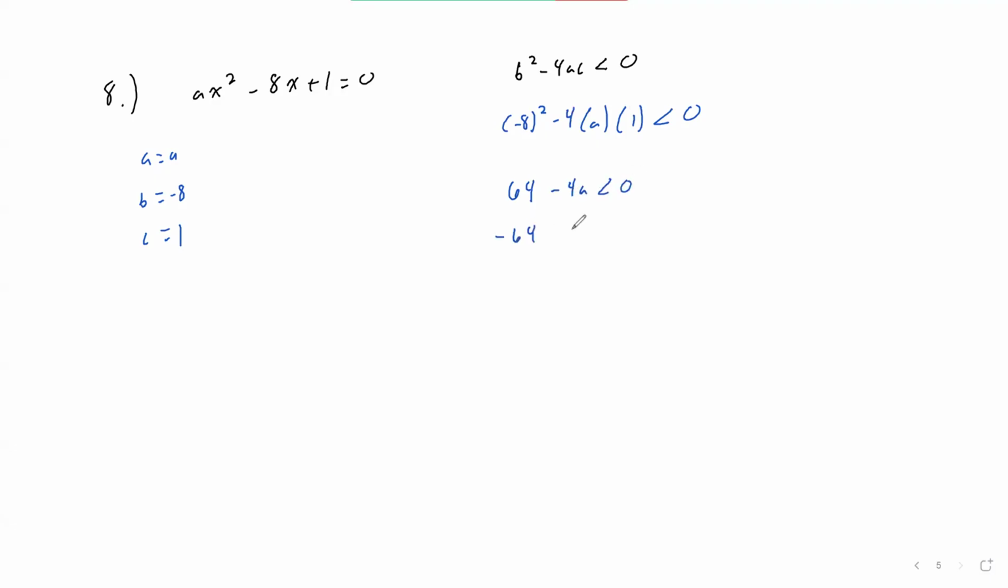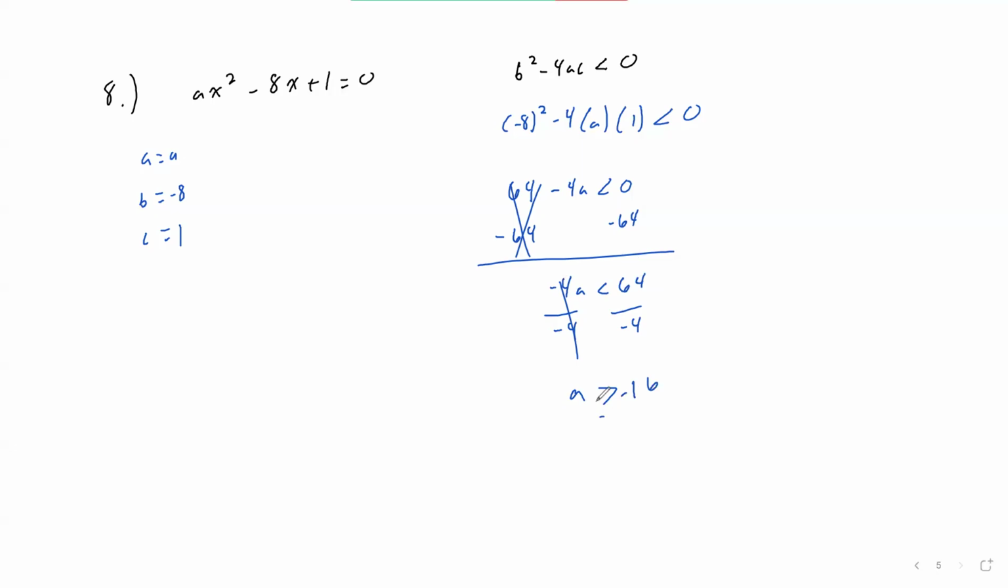I'll subtract 64. Now I get -4a is less than -64. Then I'll divide by -4. But remember that one rule. If you divide by a negative, you have to flip the inequality. So therefore, 64 divided by -4. Let's see, 4 goes into 6 one time. Then you get 24, so 16 times, or -16 times technically.